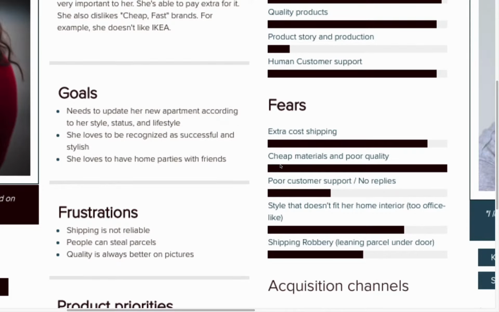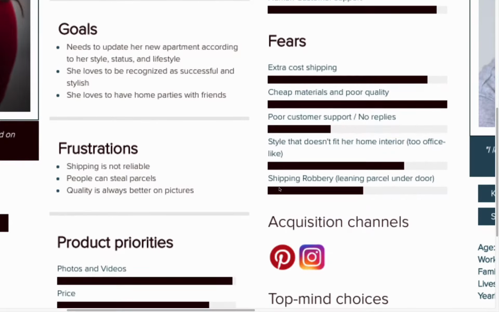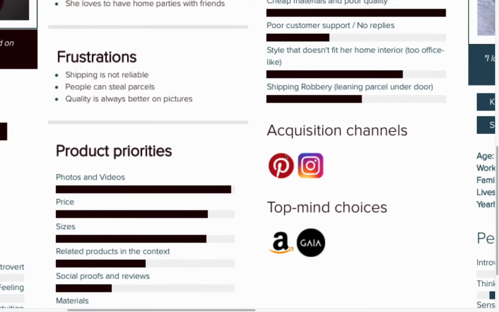She doesn't want to have to pay extra for shipping. She's afraid there's going to be poor material, poor customer support, the style is not going to fit her, and maybe somebody will steal her parcel. An acquisition channel for her is social media, always. It's going to start either with Pinterest or with Instagram.